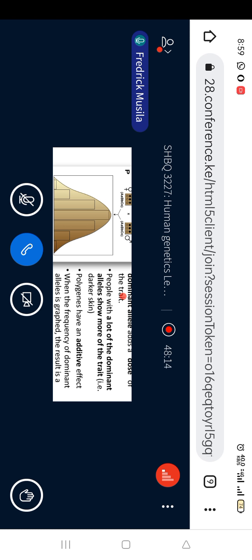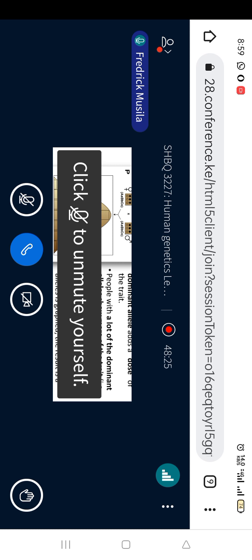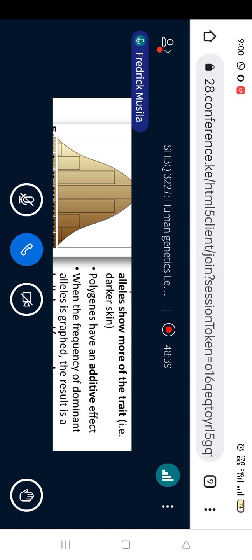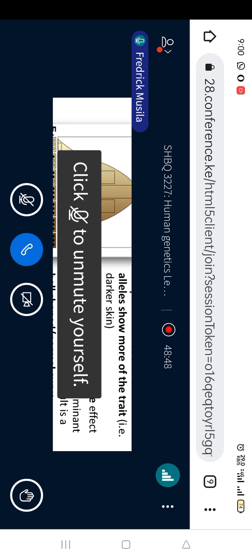So I think that one is very clear. In polygenic traits, it seems that each dominant allele adds a dose to the trait. It's like the dominant genes each have a dose. For the case of skin, the more dominant genes you have, the darker you are. Look at the black dots; they refer to the dominant genes. These are maybe like a population coming from parents who were identical. They had three dominant genes. Remember, skin color is not just determined by three genes.